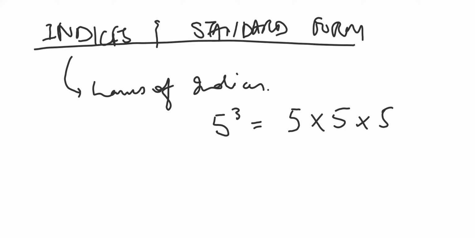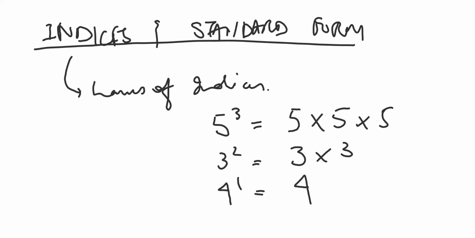Now, for example, you've got 3 raised to the power 2. So we know that our 3 is being multiplied twice. Now, if we've got, for example, 4 raised to the power 1, in this case, we'll only be multiplying 4 once, which means the answer will only be 4.